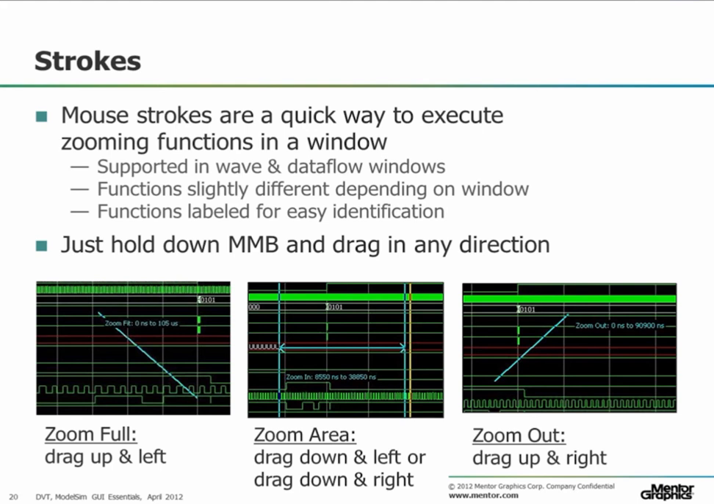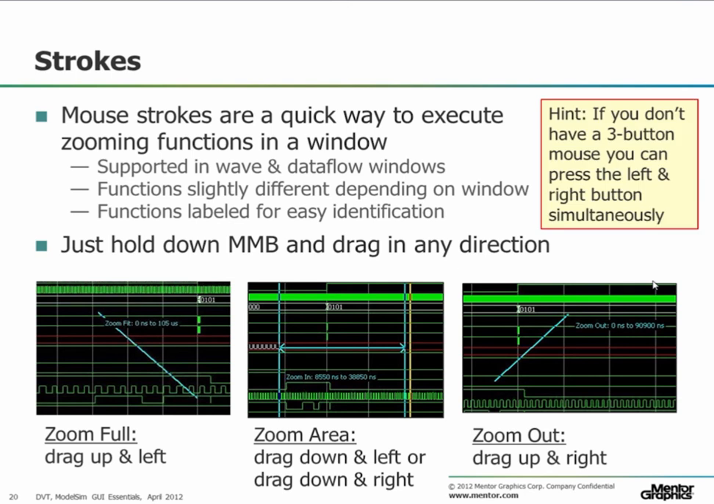And then zoom out is from the bottom right up, middle mouse button. So again, those are just some of the strokes that you can use. I think if you search in the help menu on strokes, it will bring that up. But those are probably some of the most useful strokes that I just do unconsciously now. But again, a lot of people don't know that that's there.